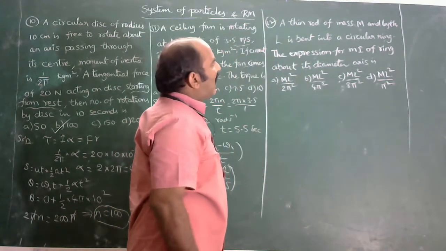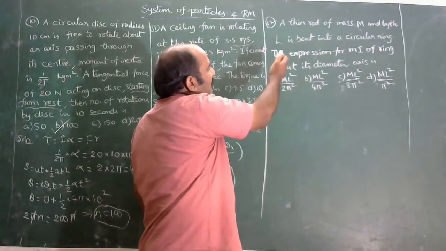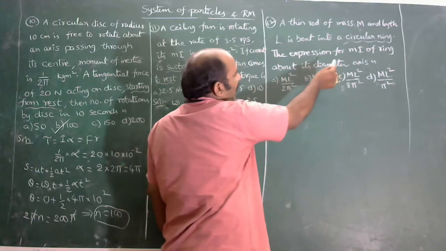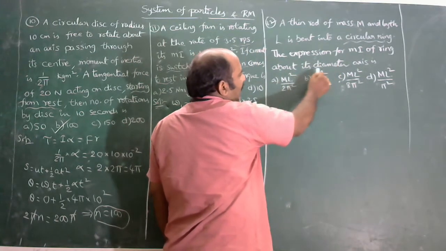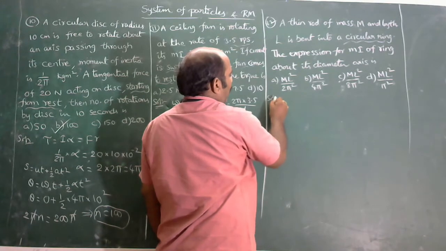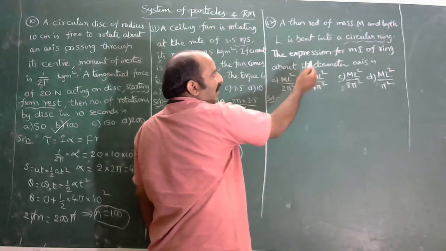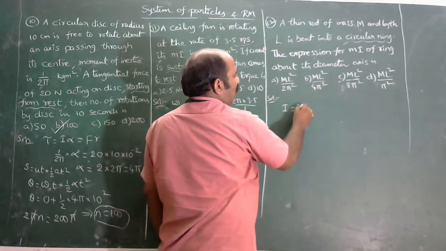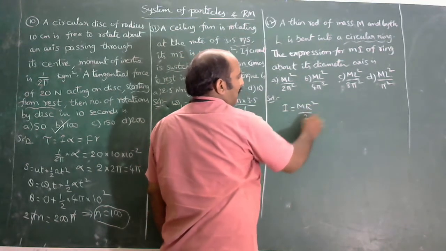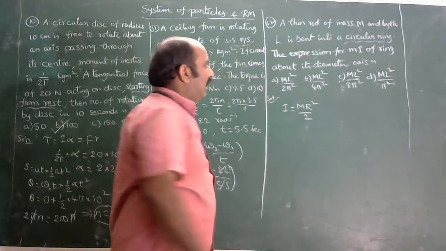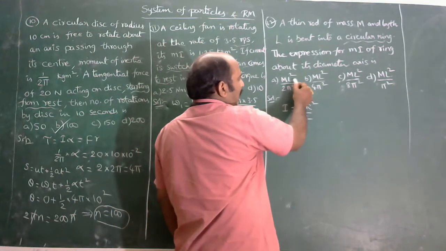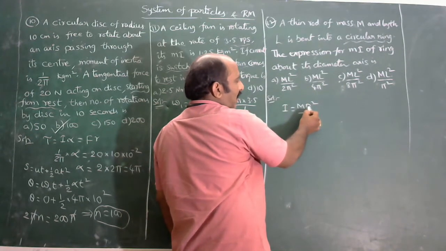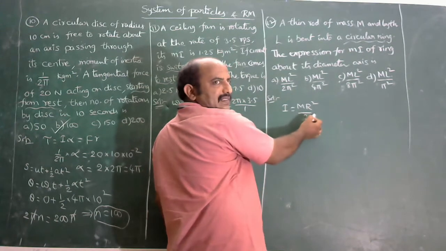A thin rod of mass M and length L is bent into a circular ring. The expression for moment of inertia of the ring about its diameter axis. You know the moment of inertia of a ring about its diameter I is equal to m r square by 2. This is the expression for moment of inertia. Here the term is in L, M, not R. That's why replace the value of R first.